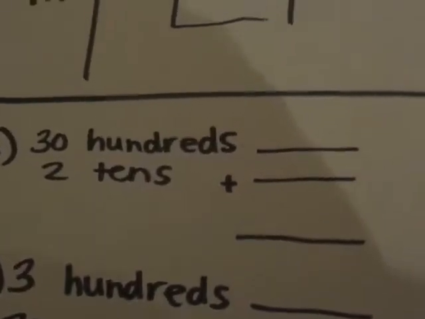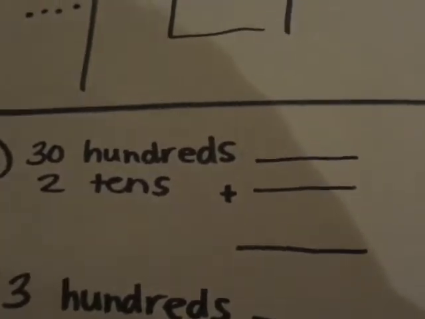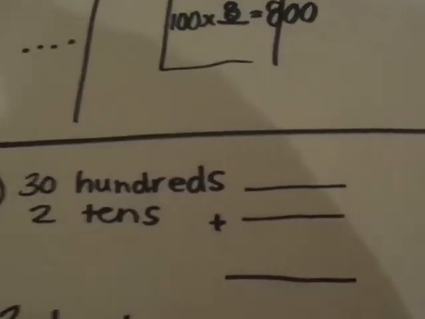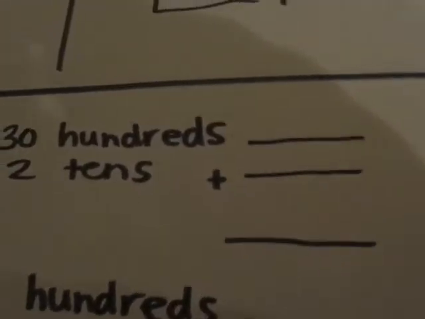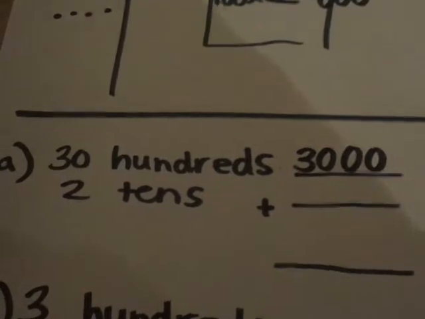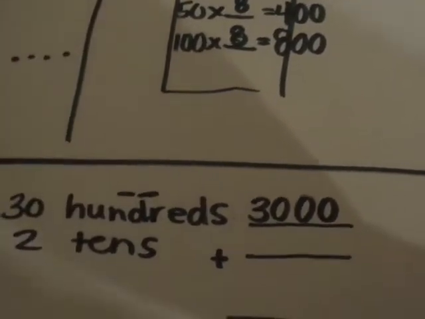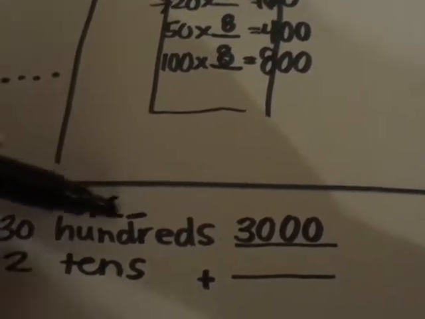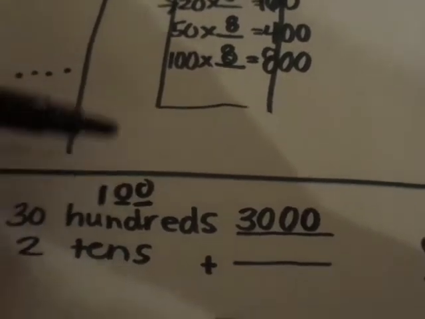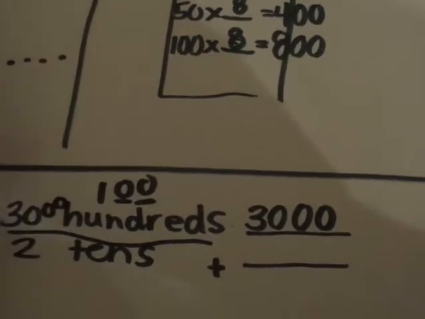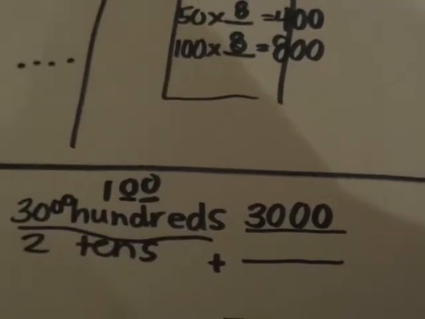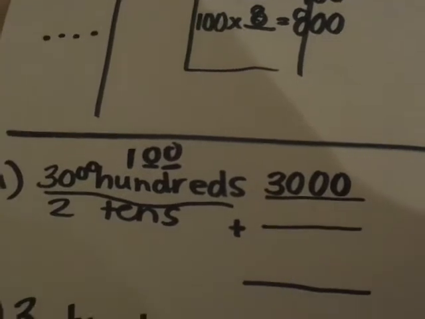So A says 30 hundreds plus 2 tens. So this is saying if you had 30 $100 bills in your pocket, how much would you have? That would be 3,000. Here's another way I think of this. How many zeros does hundreds have? If you write 100, how many zeros do you have? You have 2. So whenever I see this 30 hundreds, I just put 2 zeros on the end of it, and that's how I get my value. That might be a good way to think of it.